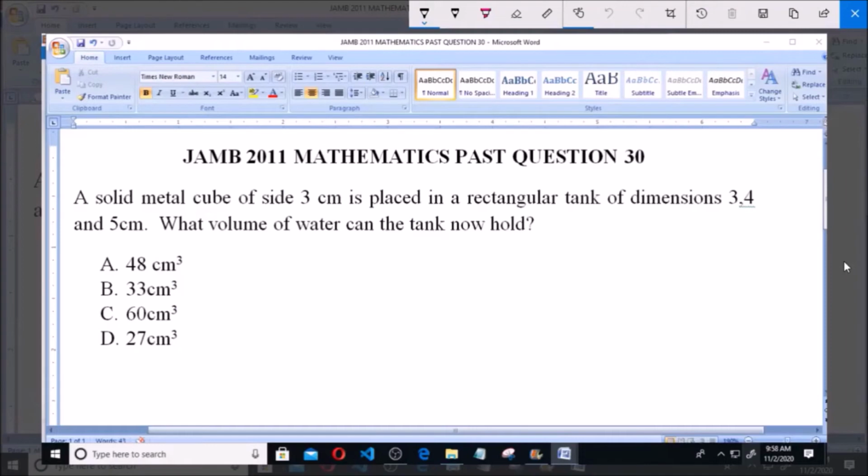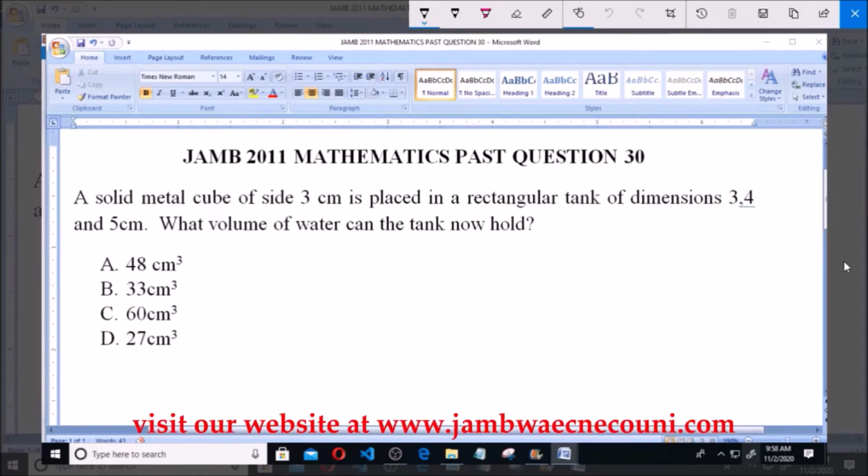A solid metal cube of side 3 cm is placed in a rectangular tank of dimension 3, 5 and 4 cm, that is 3 cm, 4 cm and 5 cm. What volume of water can the tank now hold? That is, after placing this metal cube inside this rectangular tank, what volume of water can this tank now hold with the cube inside? A, 48 cm cube, B, 33 cm cube, C, 60 cm cube, and D, 40 cm cube.